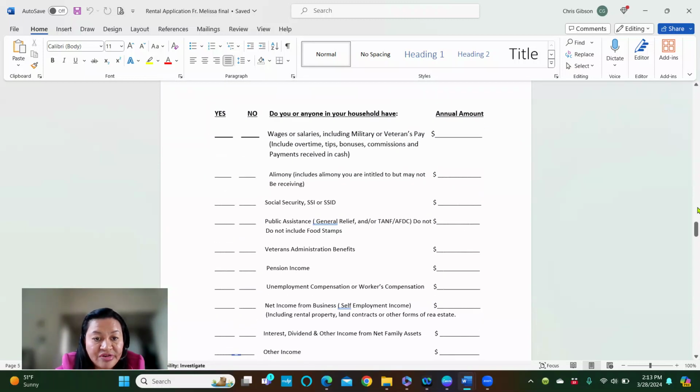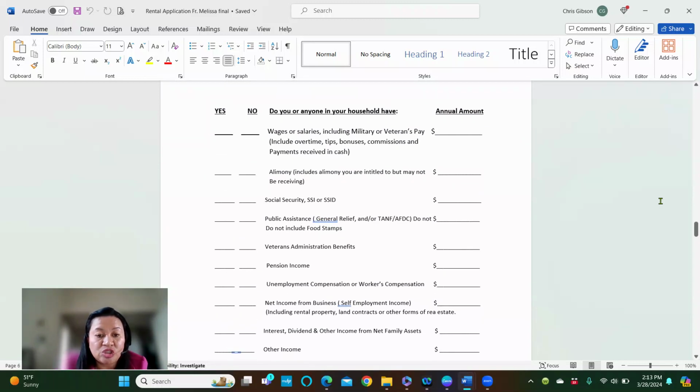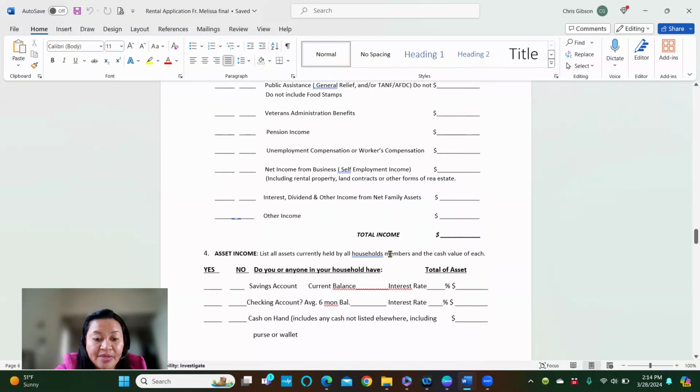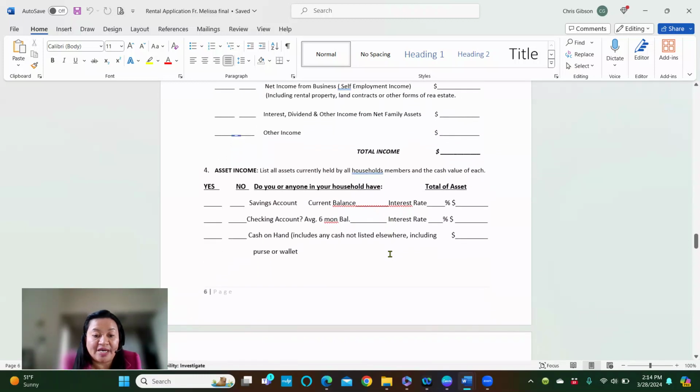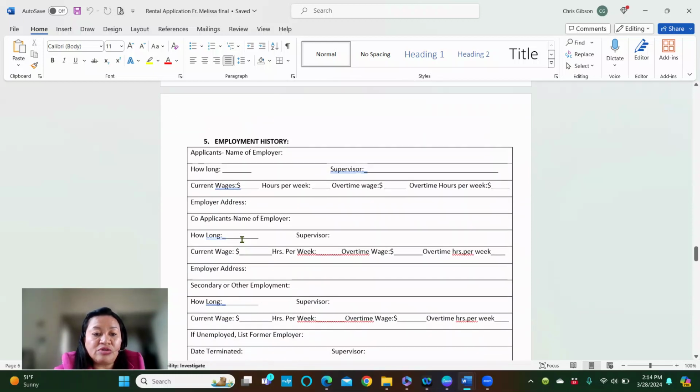And also here, yes or no questions must be answered. Do you or anyone in your household have wages or salaries? This part must be all filled up. No empty blank. If not applicable, put NA, not applicable. So asset, income, savings, it depends if they will put their savings, checking account, but the more the merrier. So here, employment history.